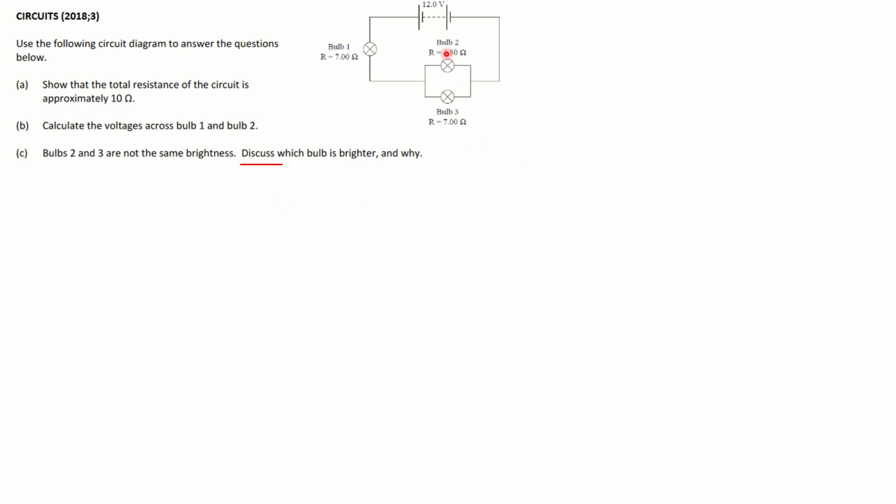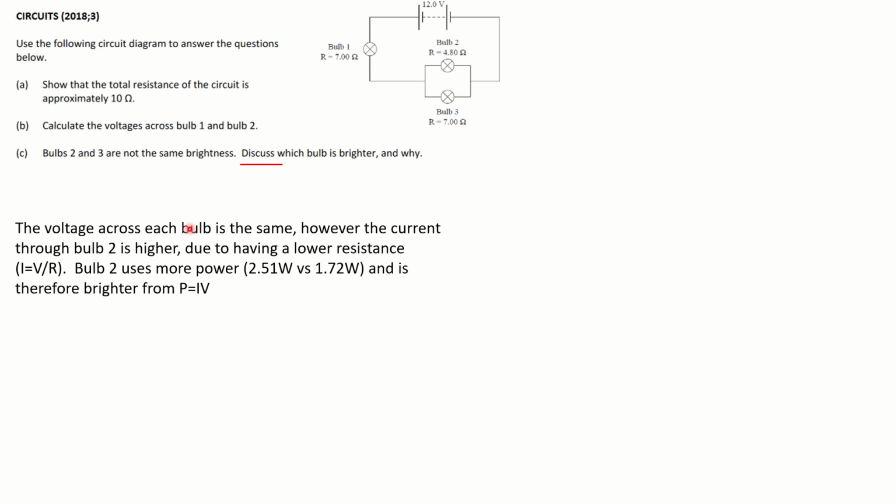Bulb 2 is going to use more current than bulb 3 because it has a lower resistance. Because I equals V over R. If resistance goes down, voltage remains the same. That means that current is going to increase. If they've got the same voltage and this one has more current, that means it is going to be brighter.